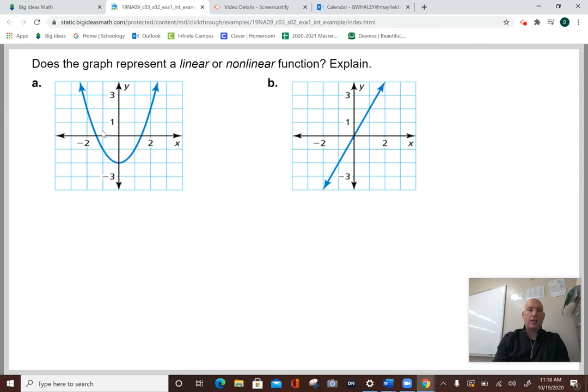Okay, is this a linear function? I apologize for that bell. No, this is not a linear function because it is not a line, period. So this is not a linear function. This one, we see it's a line and it's not vertical. So this one is a linear function.